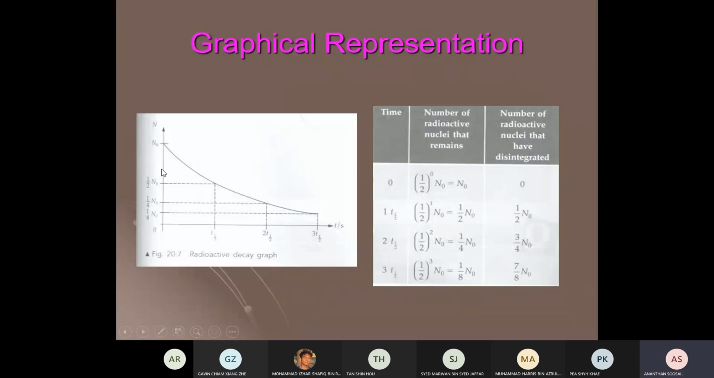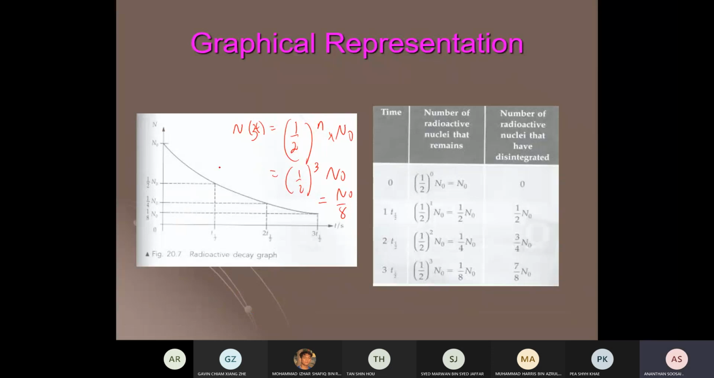The graph shows that at time 0 it is N naught, after one half-life of course it dropped to half N naught. After another half-life it dropped to a quarter N naught, and so on. So the common formula for N after a number of half-lives is half to the power of n times N naught. If it's 3 half-lives, it's going to be half to the power of 3 times N naught. So what remains is N naught over 8 after 3 half-lives.